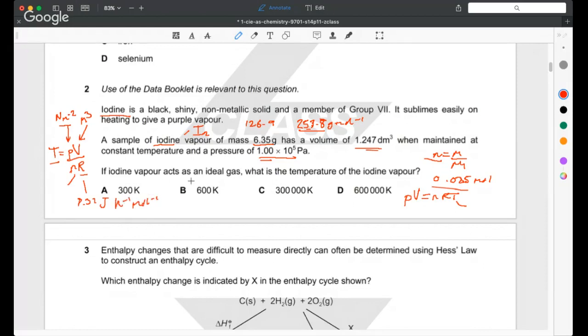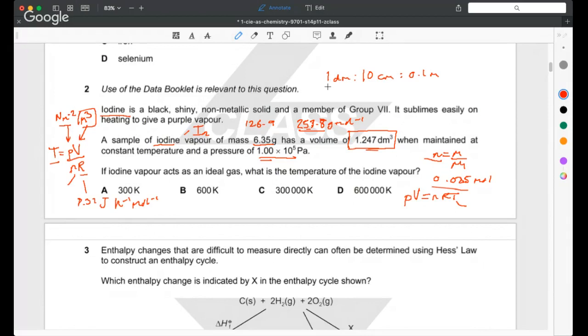So the only bit you've got to work on here is that the volume you've been given is in decimeters cubed, and you need the volume in meters cubed. So you've got to do a little calculation there. And you know that 1 decimeter, that's a tenth of a meter, is the same as 10 centimeters. And that's the same, isn't it, as 0.1 meters.